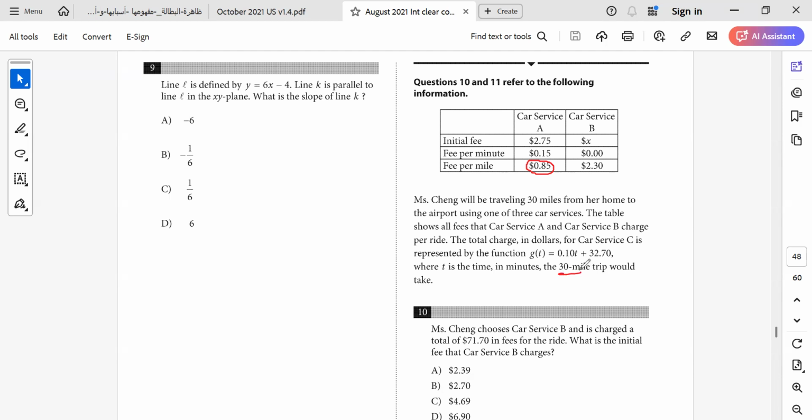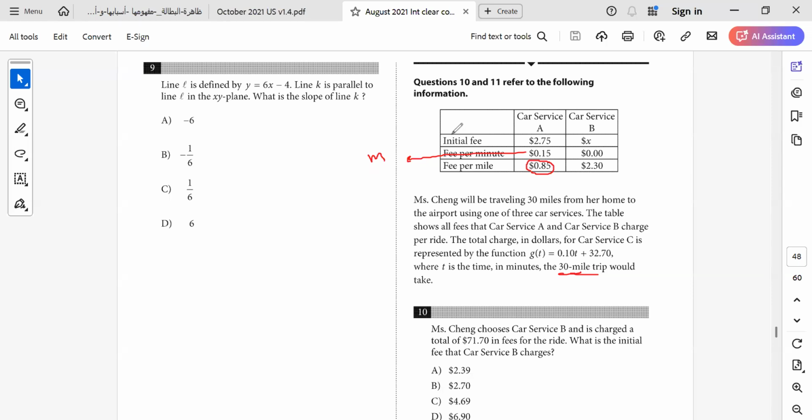But he says in the question, in terms of time, in minutes. He did not say if she took 30 minutes. He said in terms of time. Okay, that is the rate. That's M, for sure. But initially, T is the time in minutes the 30-mile trip would take.